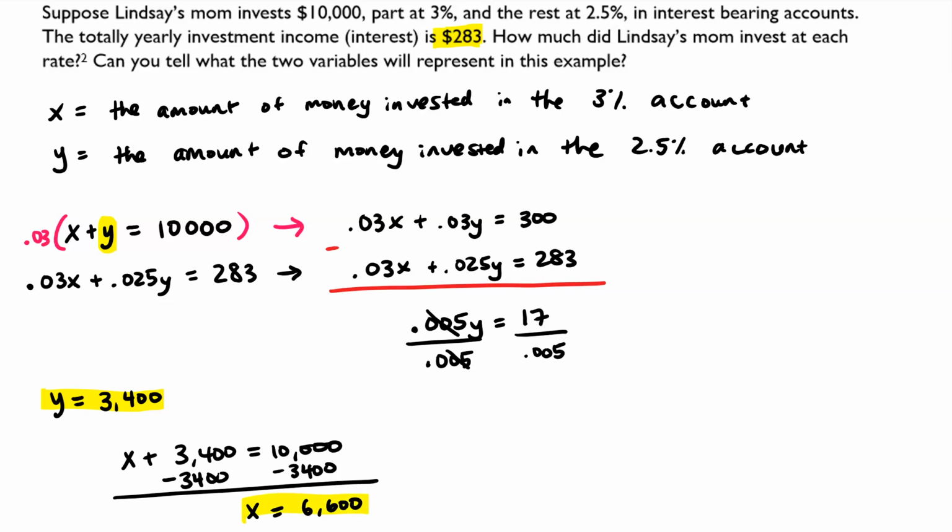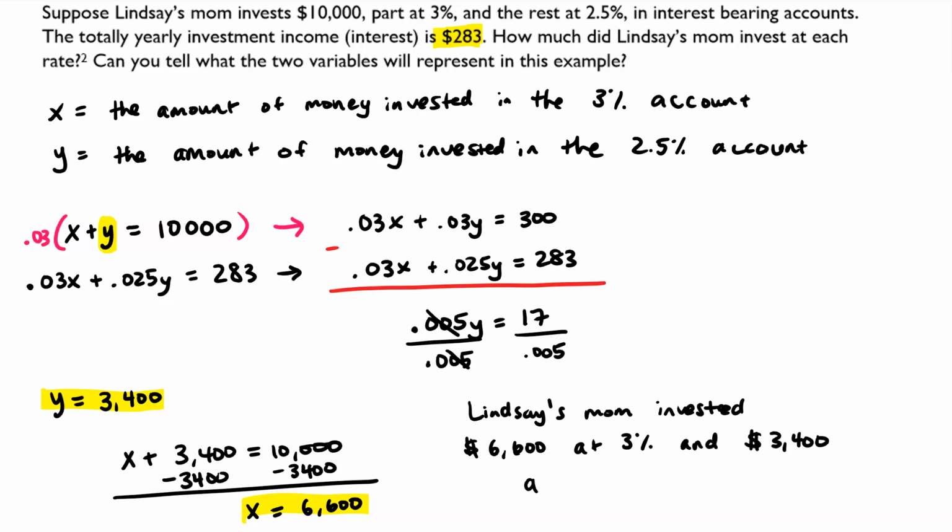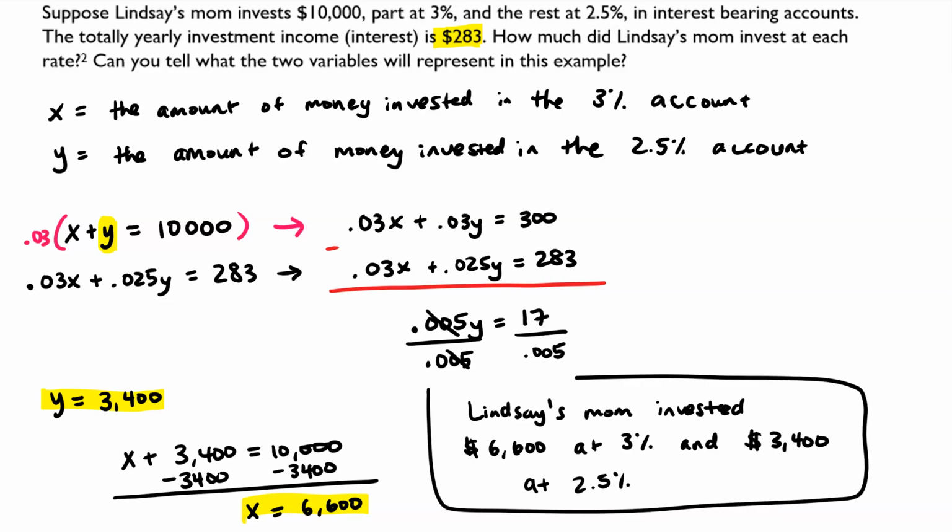And I will write a little sentence. So Lindsay's mom invested $6,600 at 3% and $3,400 at 2.5%. And that concludes this example.